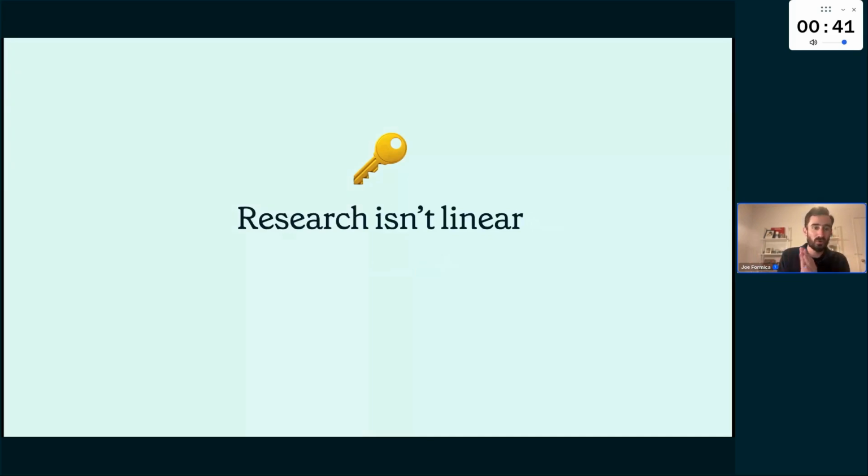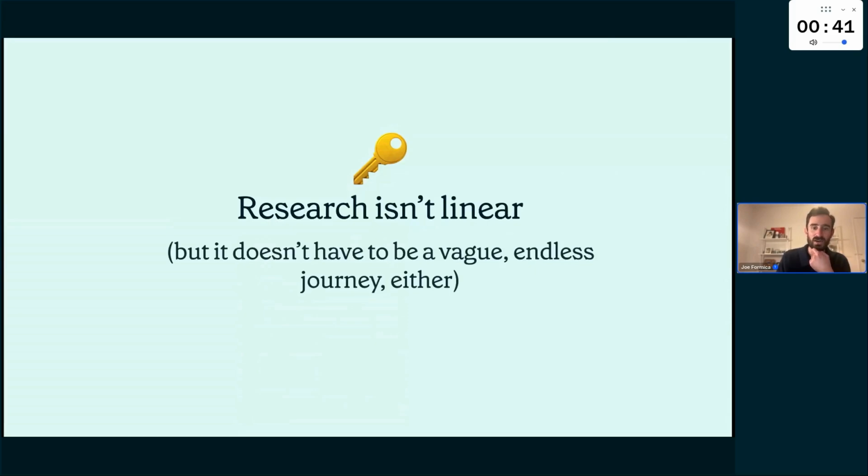Okay, we know research is not linear and not maybe the step-by-step, simple 1, 2, 3 process that maybe some of you have learned in a boot camp or a class, but it also doesn't have to be a vague, endless journey either, right? We know that research isn't just that simple, straight line from ask questions to get results, but I think there is some merit in the pushback or the skepticism you might get from stakeholders, because it also doesn't have to be a big, expensive, time-consuming path to nowhere.